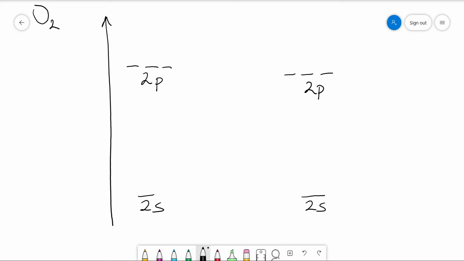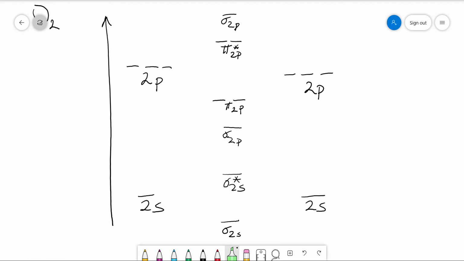Okay, there's the 2p, and then this part stays the same. Sigma 2s, sigma star 2s. Now here's where the difference is. The pi 2p and the sigma 2p switch places. So now we have sigma 2p, pi 2p. Now up here it stays the same. Pi star 2p and sigma 2p. So the important difference is that from nitrogen to oxygen, these guys switch places. Now from oxygen, fluorine, neon stays the same, okay?